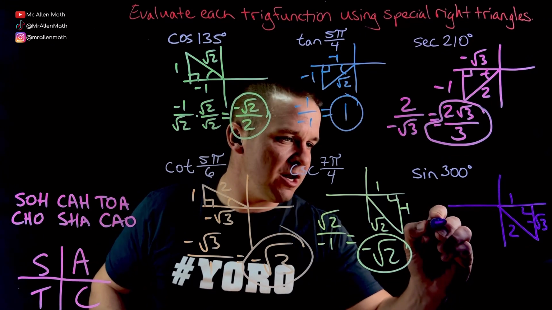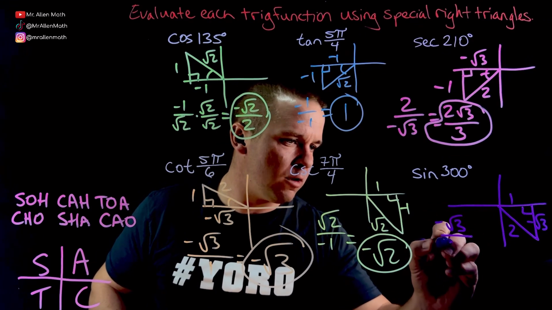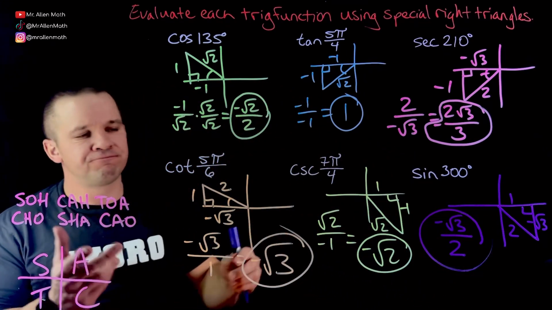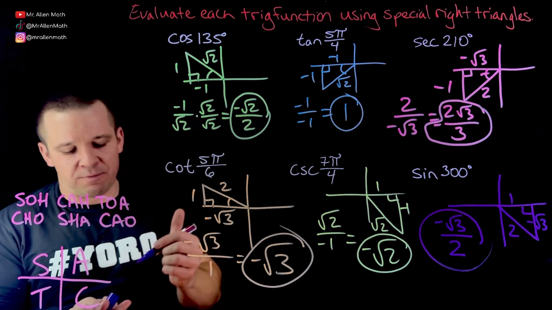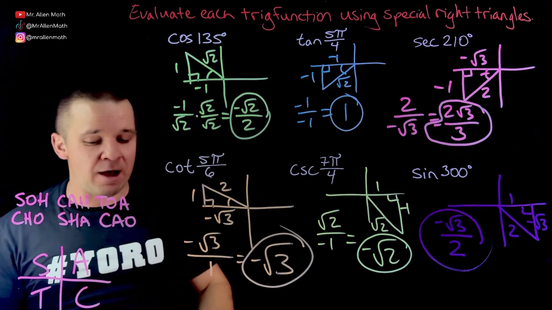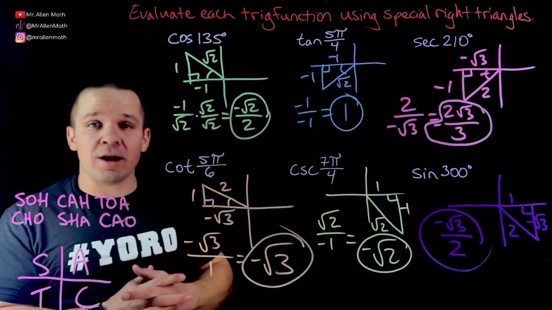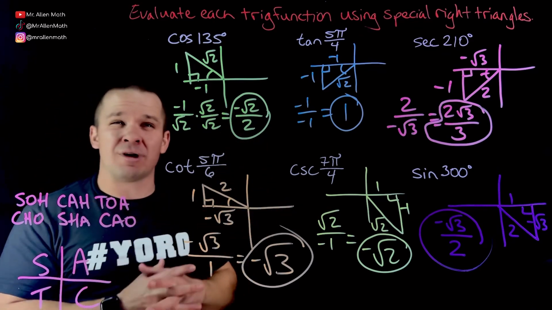All right, so we get negative root 3 over positive 2. No rationalizing. No, nothing. That was straightforward on that one. It's pretty dope. I like it. Boom. There we go. So that is evaluating trig functions using special right triangles.